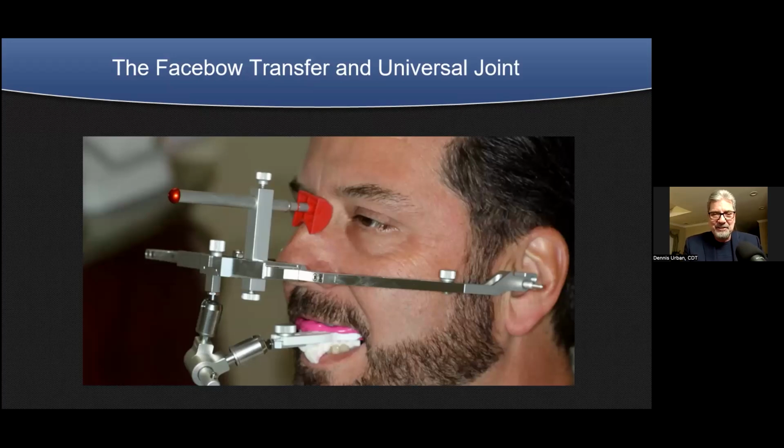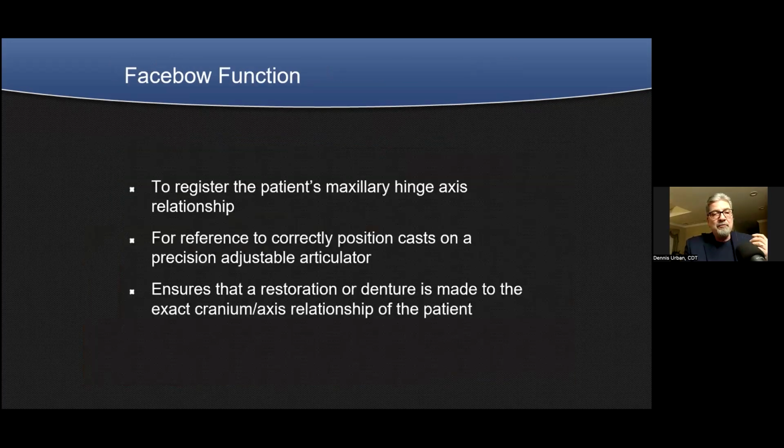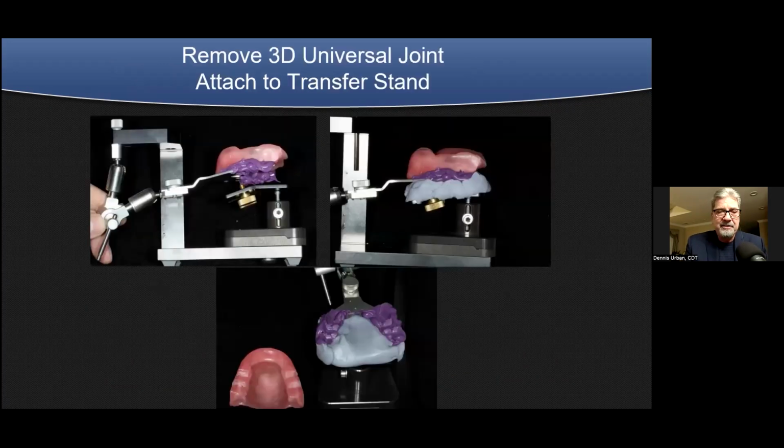My hair is still dark, but I was like the guinea pig with this situation when they first came out with this Facebow. And so what we're doing, we're registering the patient's maxillary hinge axis relationship. And it's for reference to correctly positioned cast on a semi-adjustable or precision articulator. And it ensures that the restoration of denture is made to the exact cranium axis relationship of the patient.